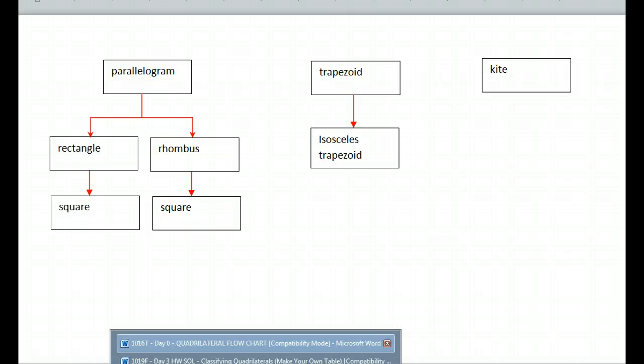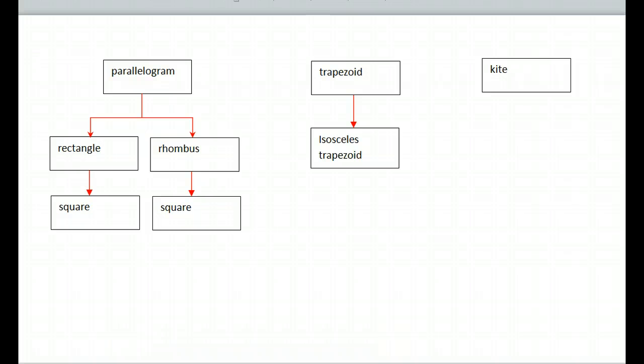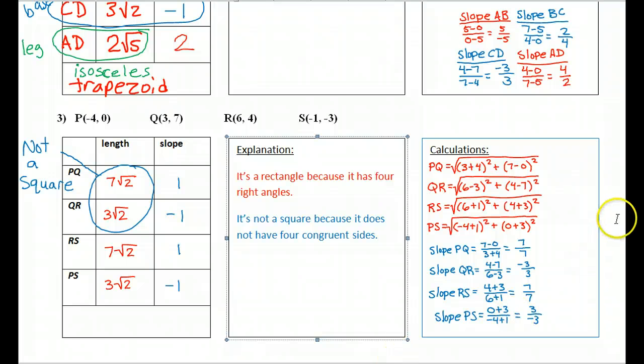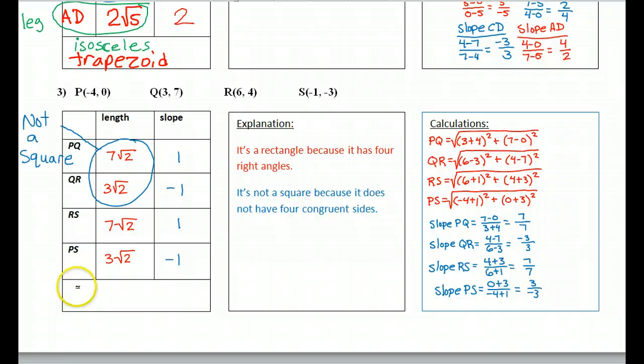Okay, that's it for the homework. Wait, I forgot to actually write the answer. After all that explanation, we should go ahead and write rectangle right here. Okay, now we're done with the homework.